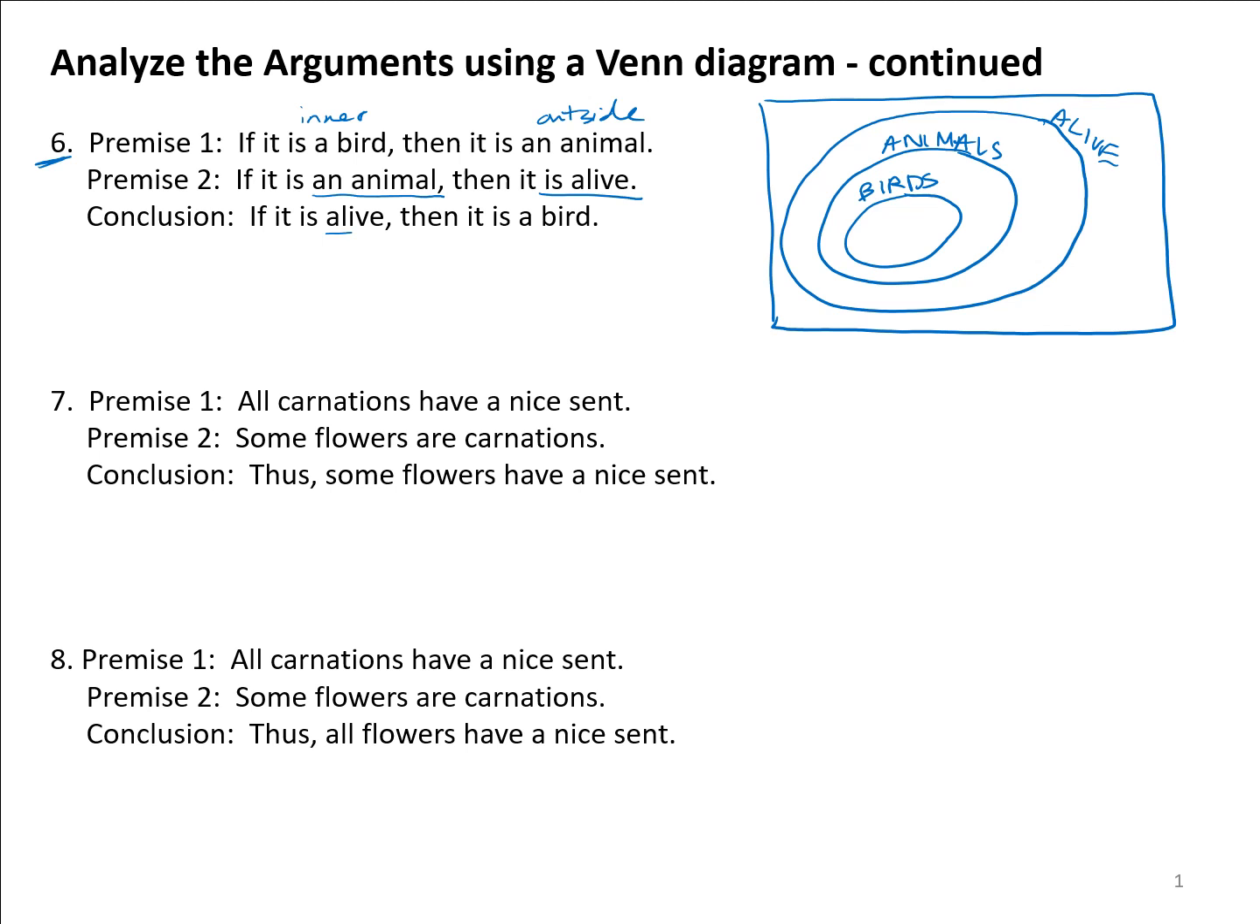The conclusion says if it is alive, then it is a bird. An if-then statement always means that the first set has to be inside the second set. Is alive inside birds? No. When we look at this carefully, birds are inside the alive set, not the other way around. So this statement right here, if it's alive, then it's a bird, is a false statement based on what you see from the premises. So this conclusion does not work. It is invalid.